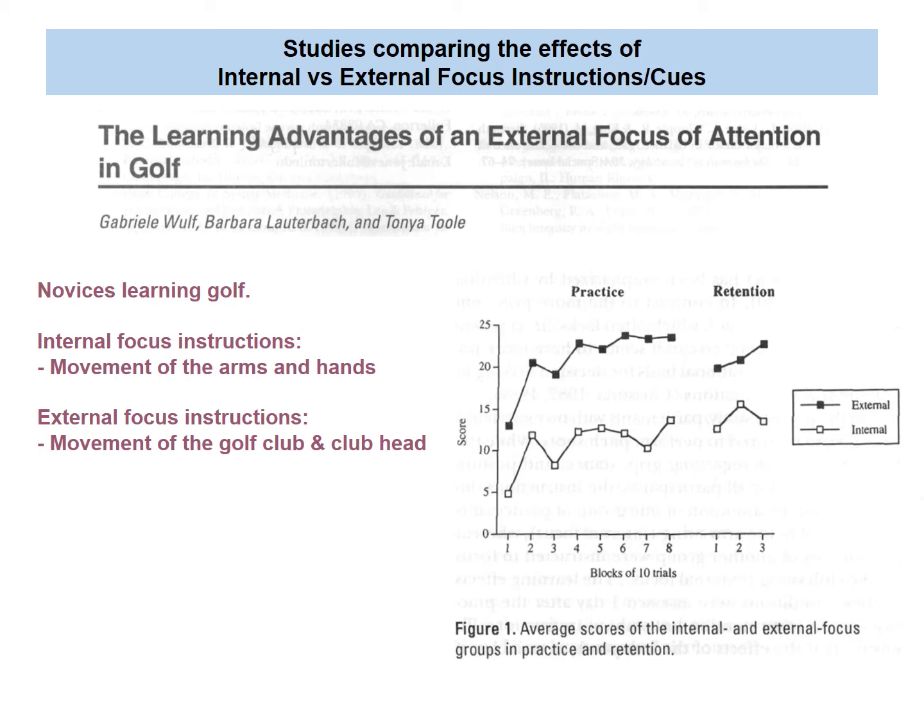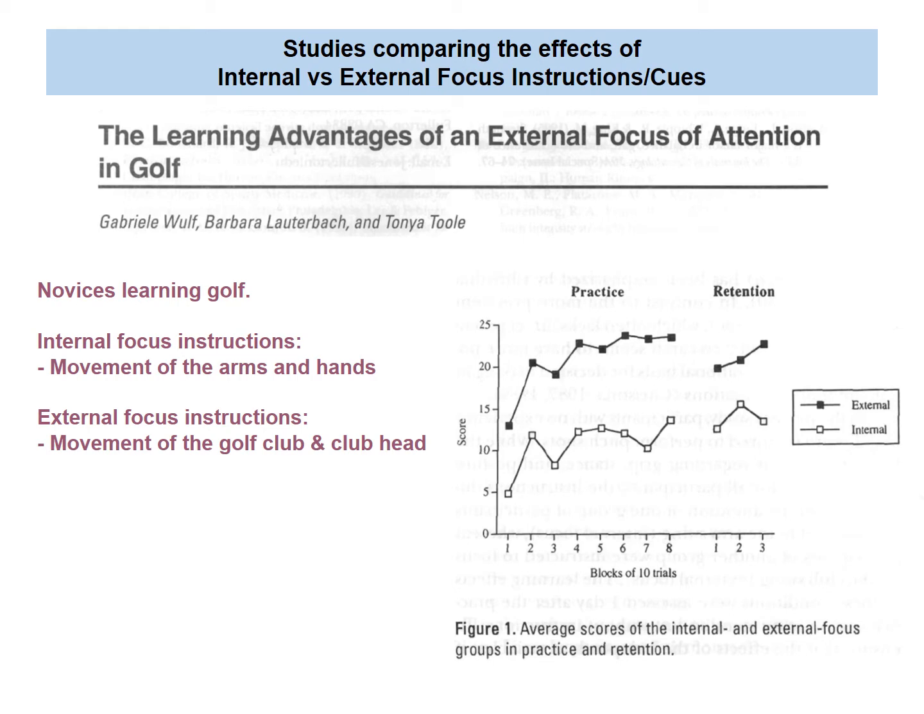You can see the data here. Higher scores, the way they scored this, were better. And so you can see pretty clearly that the external focus group, the learners who got instructions about how to move the golf club, were much better during practice and also on a retention test later on, when they brought them back a few days later and said, let's hit balls again and see how good you are now that you have processed this. And the people who got external focus instructions were better. It was better to learn the task with external focus.